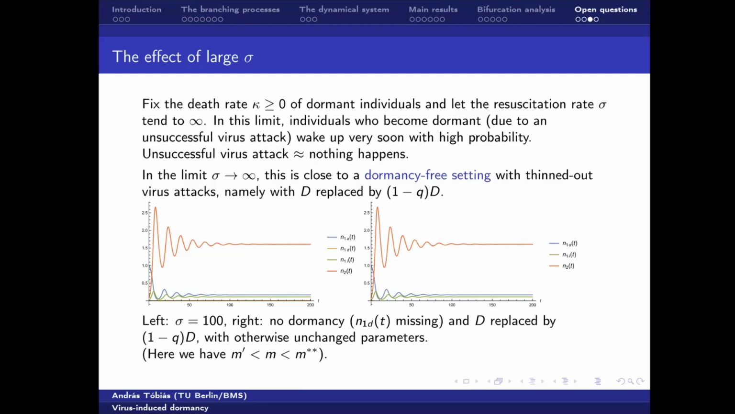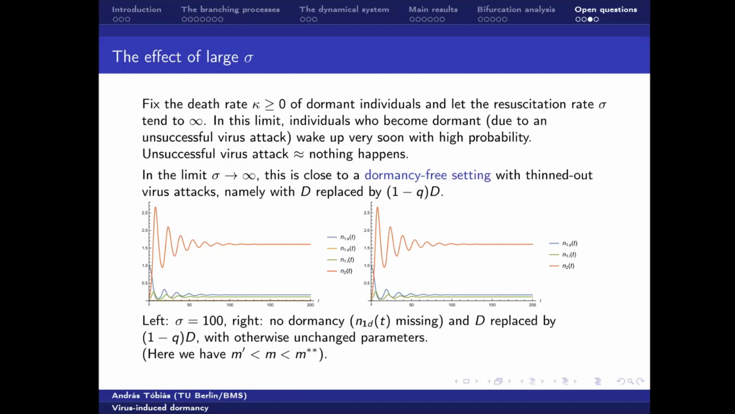And instead of looking at this 4-dimensional dynamical system with a dormant coordinate, which is very low anyway, so this is the dormant coordinate here at the bottom, we can just look at the case without dormancy, but with D, the frequency of virus attacks, replaced by (1 minus Q) times D. And then we really see no qualitative difference between the 2 dynamical systems, apart from the fact that there's no dormant coordinate here.